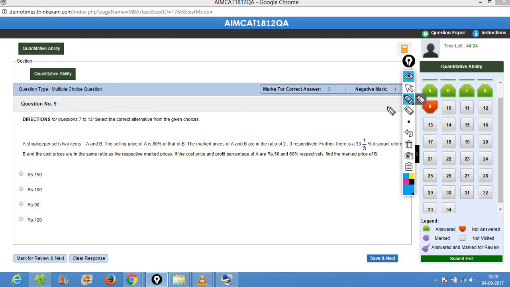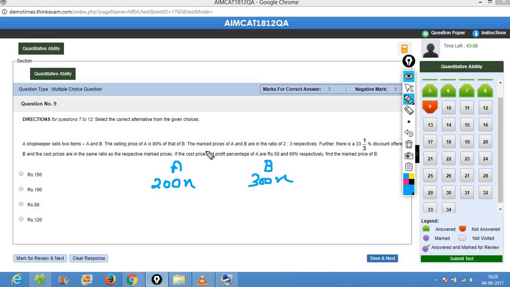Okay, next one. A shopkeeper sells two items A and B. The selling price of A is 80% that of B. Okay, any other relation? The mark prices of A and B are in the ratio 2:3. So let's assume the mark prices: this is 200x, this is 300x.